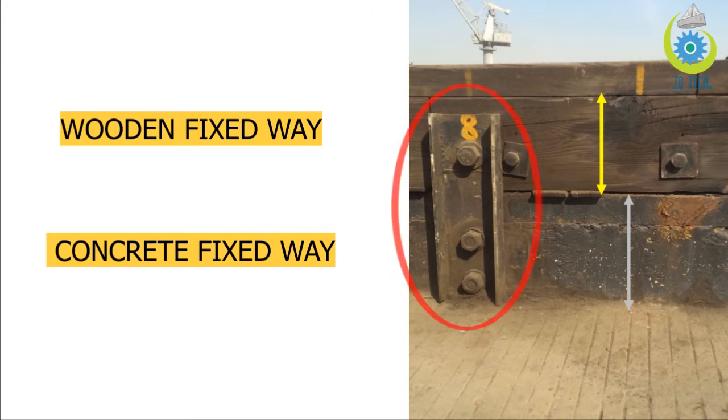Both are fixed with each other by nut bolt and girder system. They are basically the launching parts which are unable to move. Usually for an average size berth, concrete fixed way is usually 400 mm while wooden fixed way is 300 mm. And this portion is the extended portion of wooden fixed way.